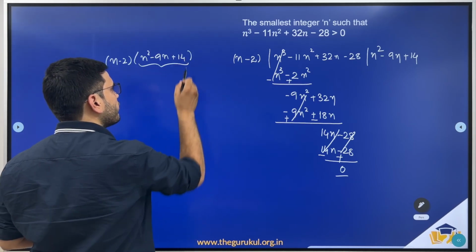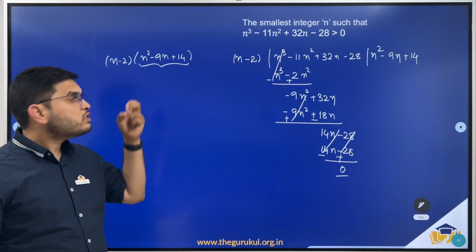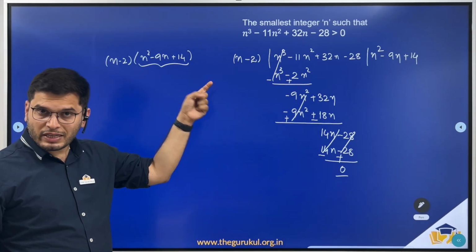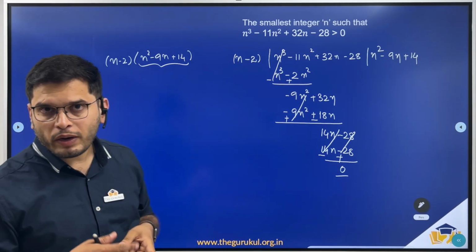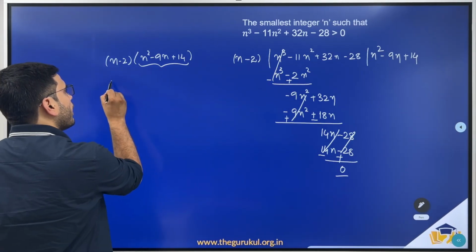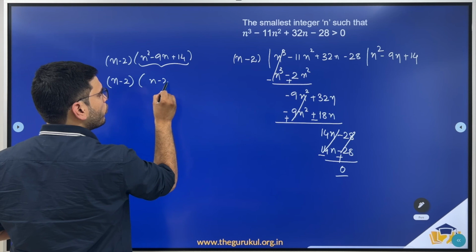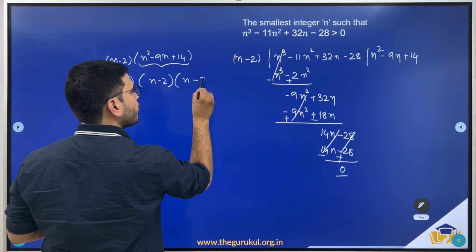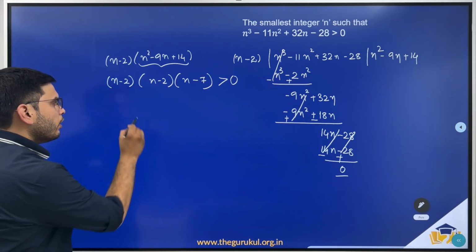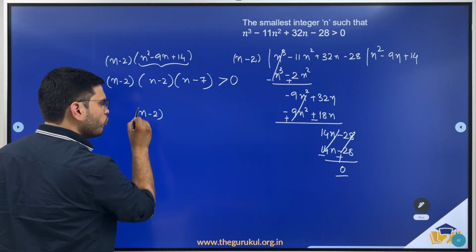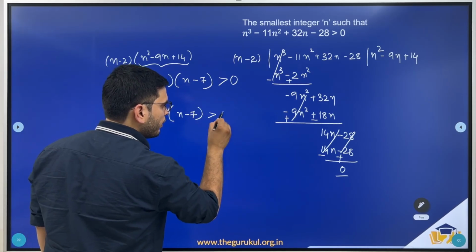Now let's factorize n square minus 9n plus 14. We need to find two numbers whose product is plus 14 and when added give minus 9: minus 2 and minus 7. So I can write this as n minus 2 into n minus 2 into n minus 7. Now this should be greater than 0, so n minus 2 whole square into n minus 7 greater than 0.